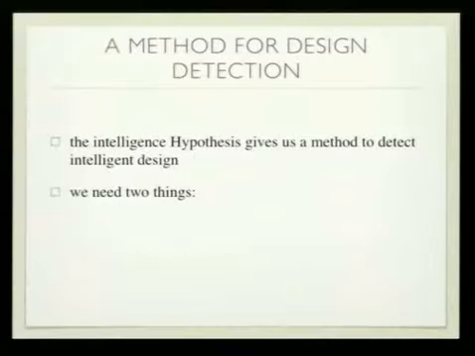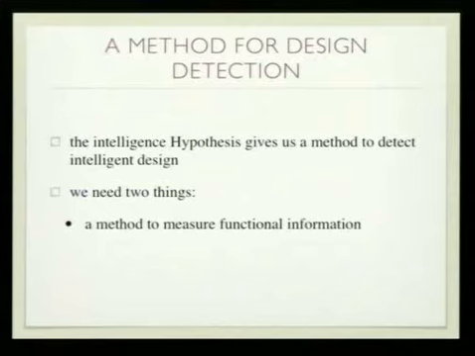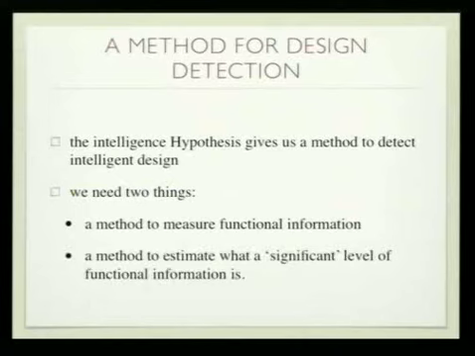That hypothesis then leads to a method to detect intelligent design, or design detection. Given that intelligent hypothesis, you need two things. First of all, you need a method to measure functional information. And secondly, you need a method to estimate what a significant level of functional information would be. So the intelligent hypothesis is that the attribute that distinguishes intelligence from mindless natural processes is the ability to produce effects requiring a significant amount of functional information.